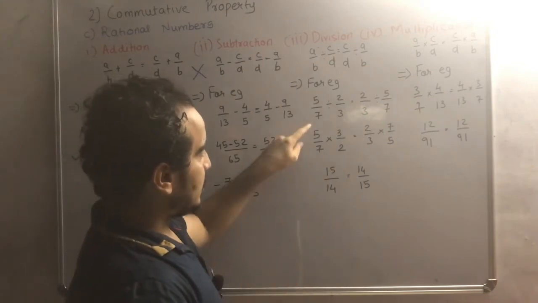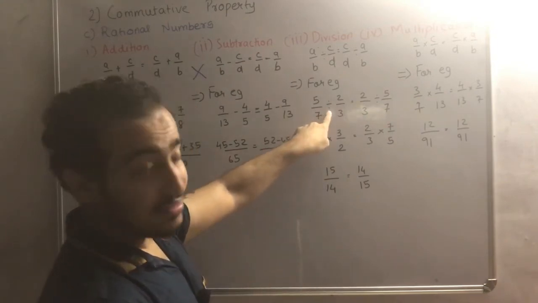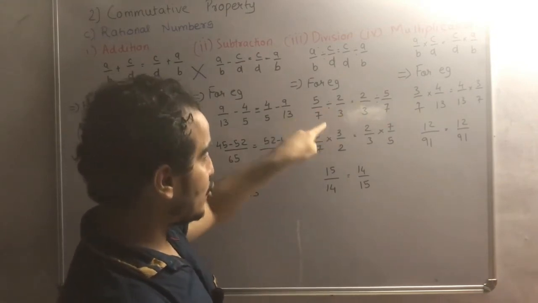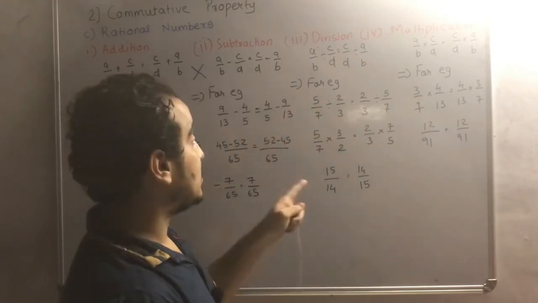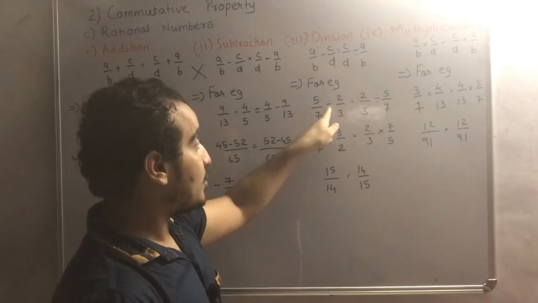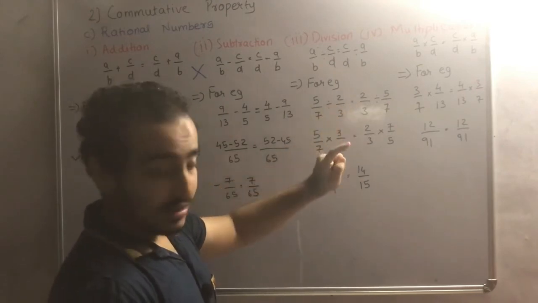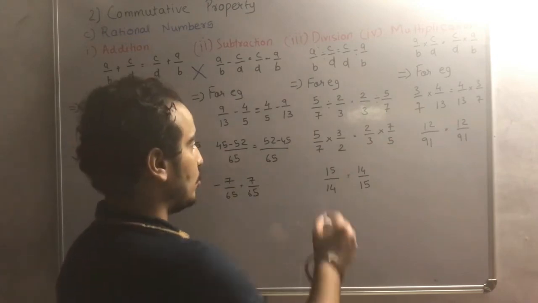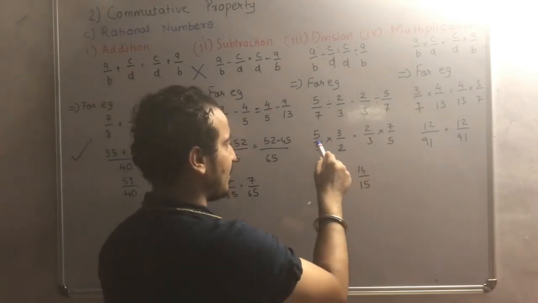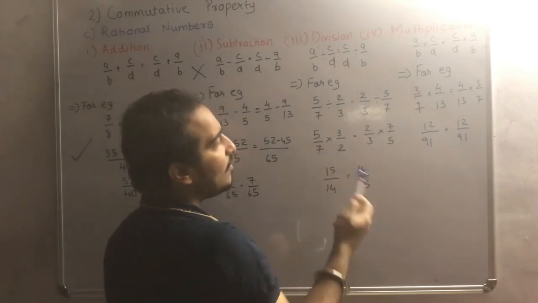Now, if you want to change the sign from division to multiplication, you have to take the reciprocal of the number after the sign. After the sign, we have 2 by 3, so it becomes the reciprocal, that is 3 by 2. Now we can multiply it easily. 5 3s are 15, 7 2s are 14.